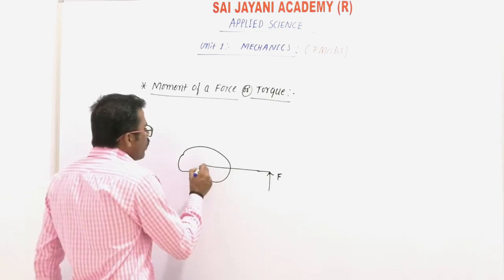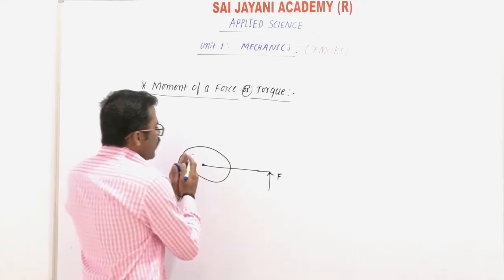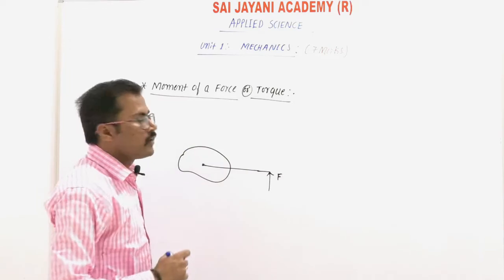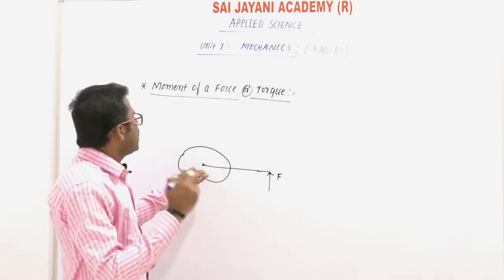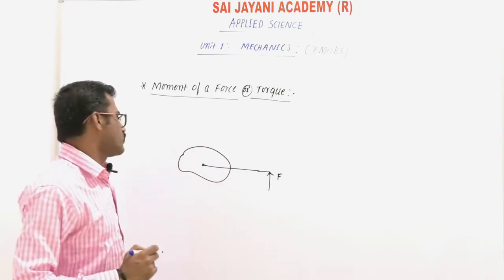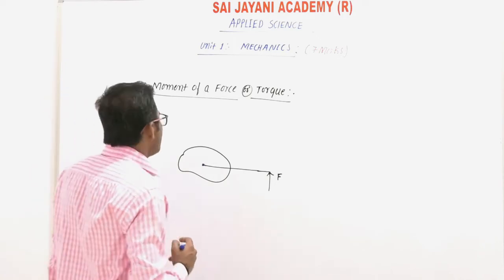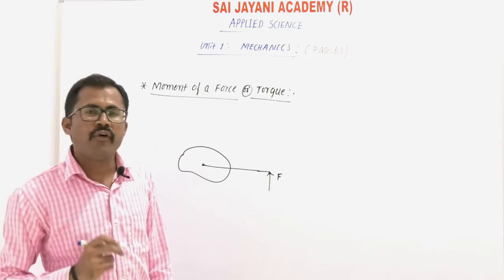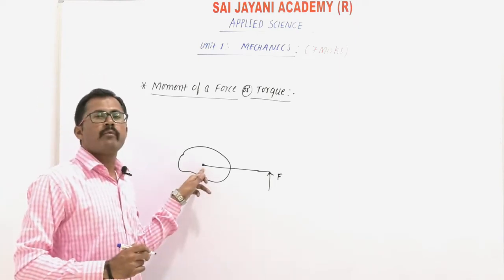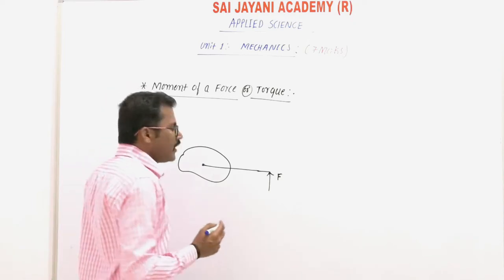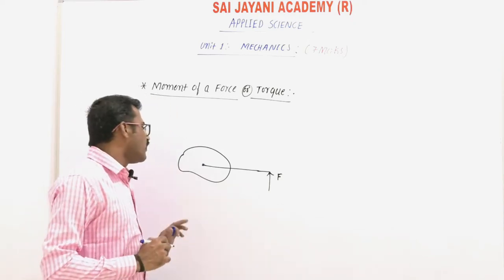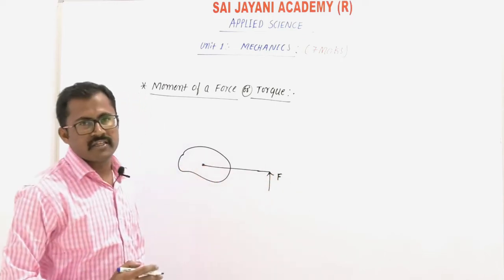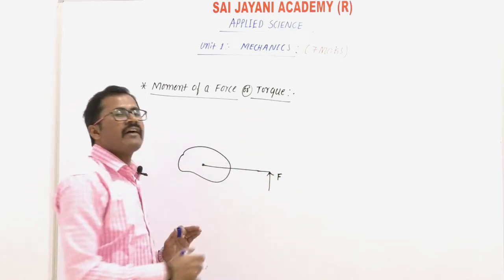So if a force is acting on a point which is some distance away, then this force tries to rotate the component about that point. This effect is called moment of force. So what is moment of a force? Moment of a force is the rotating effect of a force on a component about that point, or it is also defined as the product of force applied and the perpendicular distance from the line of action of force.